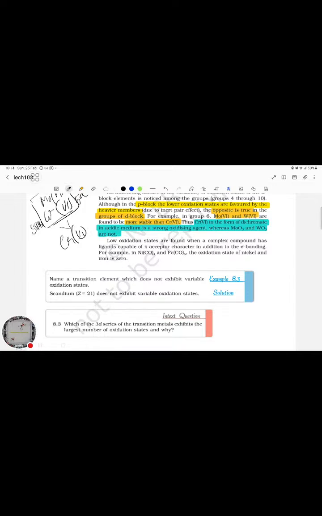Chromium +6 in the form of dichromate in acidic medium is a strong oxidizing agent, whereas molybdenum oxide or tungsten oxide are not, because a strong oxidizing agent gets reduced. In dichromate, chromium is in the +6 oxidation state, and +6 proves to be less stable. It's a strong oxidizing agent because it cannot hold that much positive charge for a longer time, which means it will definitely need electrons and needs them readily, and that's why it turns out to be a strong oxidizing agent.